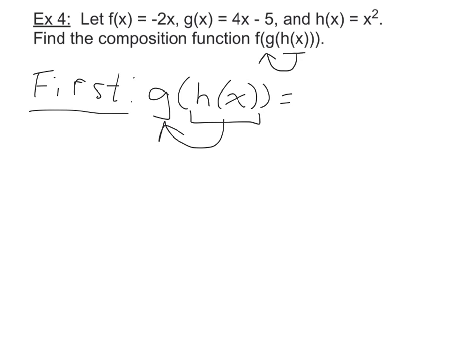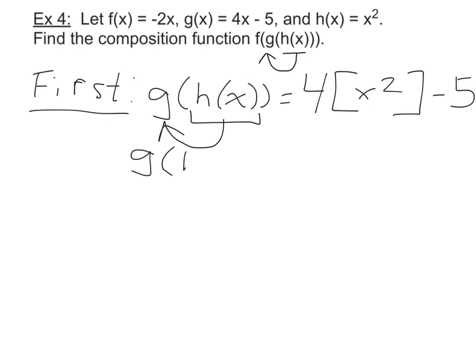My g function is 4x, big bracket, minus 5. What goes in that big bracket? Well, it's my h function, which is x squared. Therefore, g of h of x is equal to 4x squared minus 5.